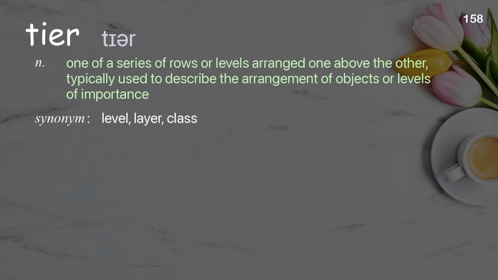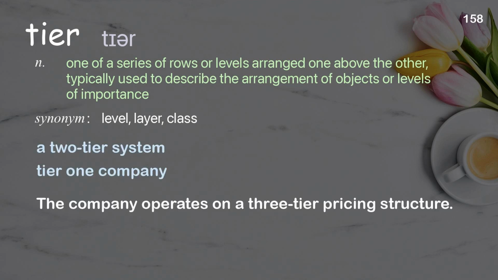Tier: One of a series of rows or levels arranged one above the other, typically used to describe the arrangement of objects or levels of importance. Examples: A two-tier system. Tier 1 company. The company operates on a 3-tier pricing structure.